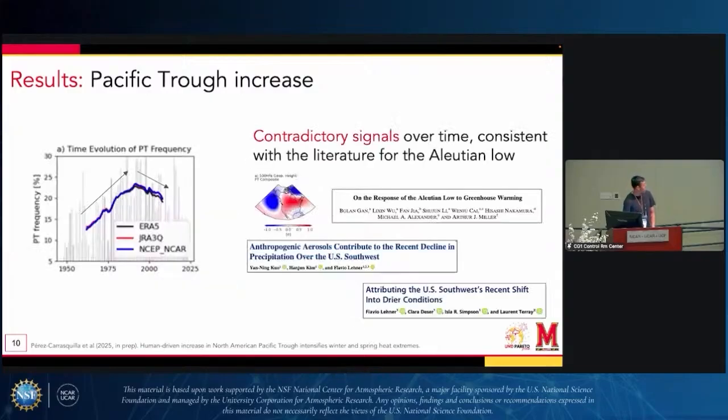And so if we take a more detailed look at the Pacific Trough evolution over time, we see this increase between 1950 and 1990 mainly, and then a decrease after that. And so we have these contradictory signals over time, which are consistent with some literature. On one hand, some papers agree on greenhouse gases deepening the Aleutian Low, which will result in an increased frequency of the Pacific Trough. But there's also this well-documented weakening of the Aleutian Low in recent years that still needs to be understood, and there are hypotheses linking it to aerosols, for example, or changes in El Niño or La Niña state.